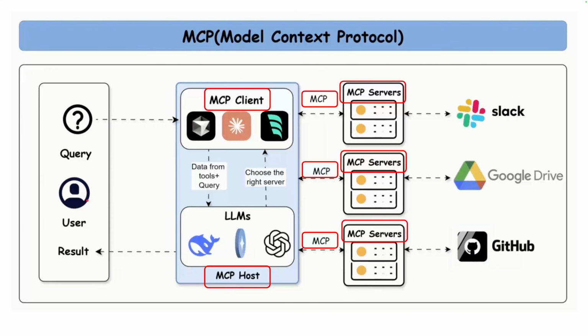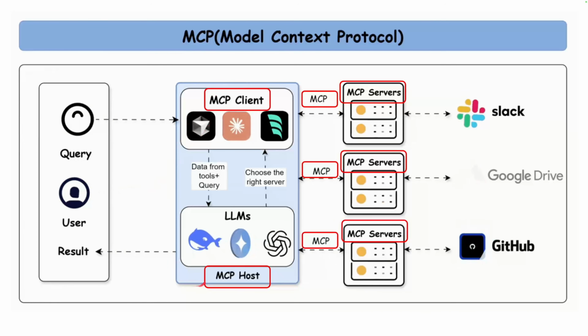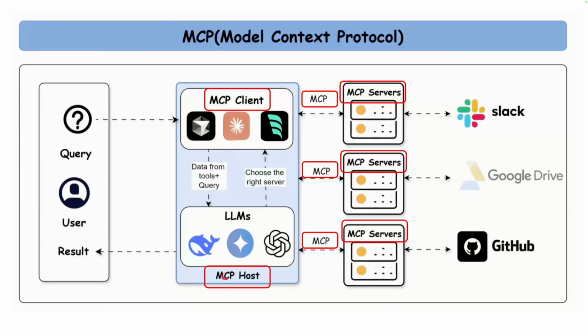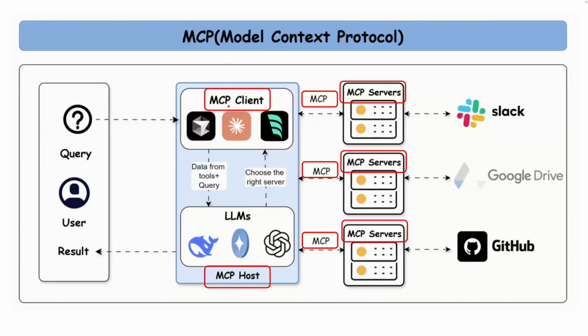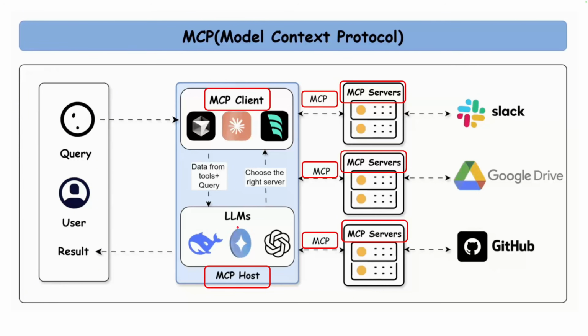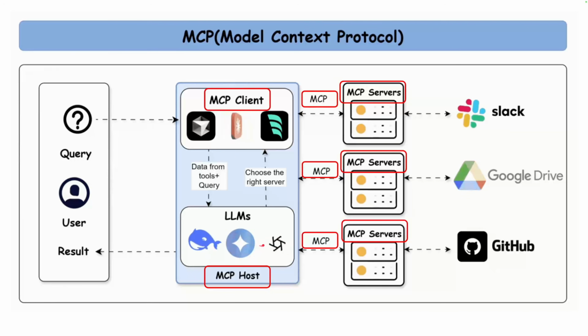A user will use something we call an MCP host. The MCP host could be Cursor, Claude Desktop, or Windsurf. Inside the MCP host, there is what we call the MCP client. The MCP client will use the large language model available, it could be DeepSeek, it could be ChatGPT. Your MCP client will access the large language model, whichever you select. Then the client will connect to the MCP server through the MCP protocol.